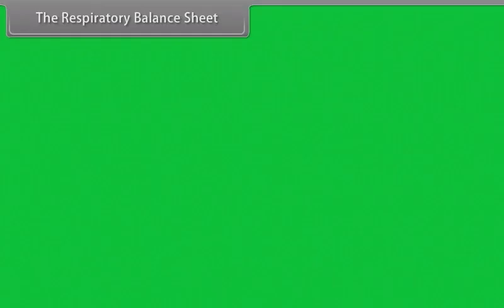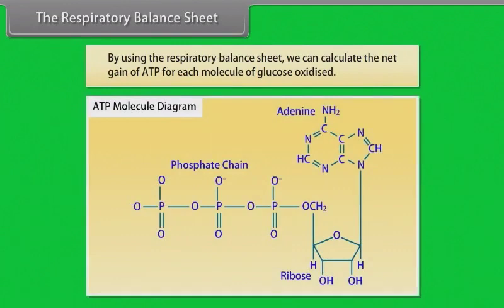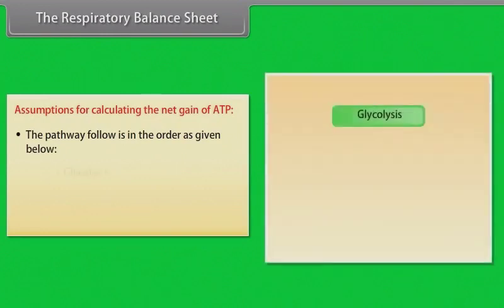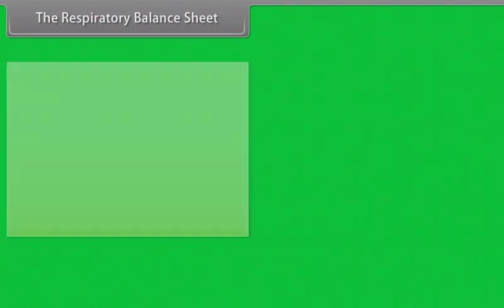The respiratory balance sheet. By using the respiratory balance sheet, we can calculate the net gain of ATP for each molecule of glucose oxidized. Assumptions for calculating the net gain of ATP. The pathway followed is in the order as given below. Glycolysis, TCA cycle, and electron transport system.